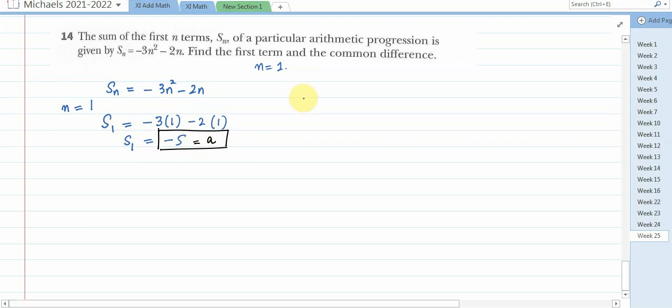Similarly, I need to do it for the second term. So when n equals 2, what is the value of s2? So give it a try first. You have a time of 3 minutes to complete it, so start.